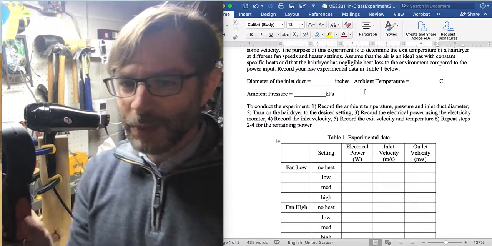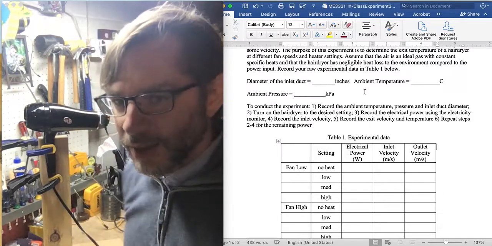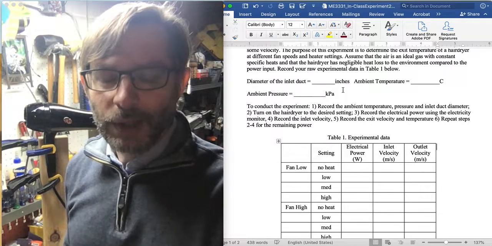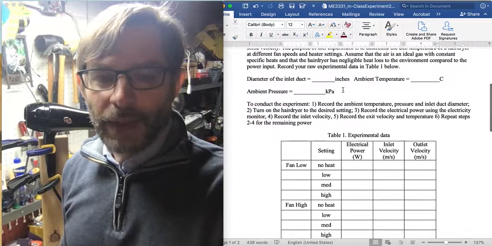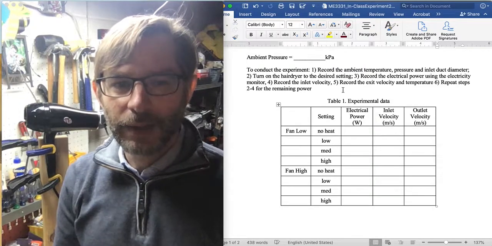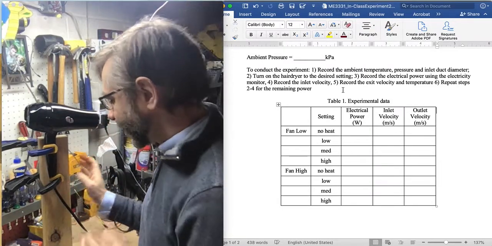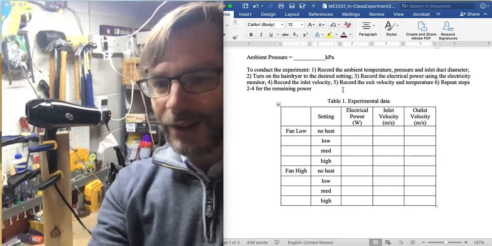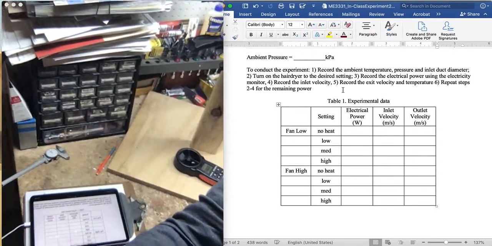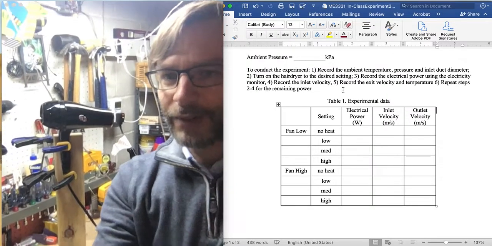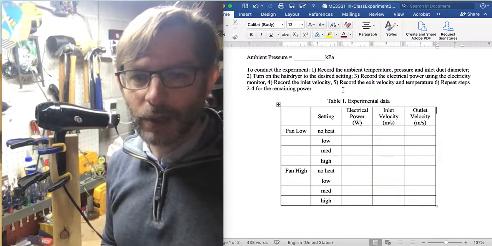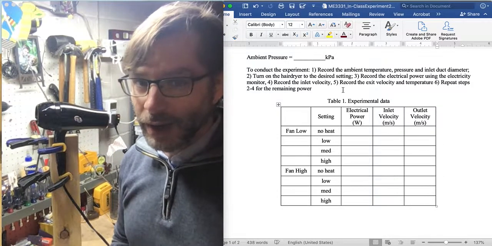It's downright cold here in my basement, so it's about 15.3 degrees C. I'm going to write that on my sheet in a minute. And then we also need to know ambient pressure. To conduct our experiment, we're going to record the ambient temperature, pressure, and inlet duct diameter. We're going to turn on the hairdryer that I have mounted to a nice stand. You can see I have it mounted to a board with my data collection down here, and a few other tools that I have laying around. Then we're going to turn the hairdryer on to a desired setting.